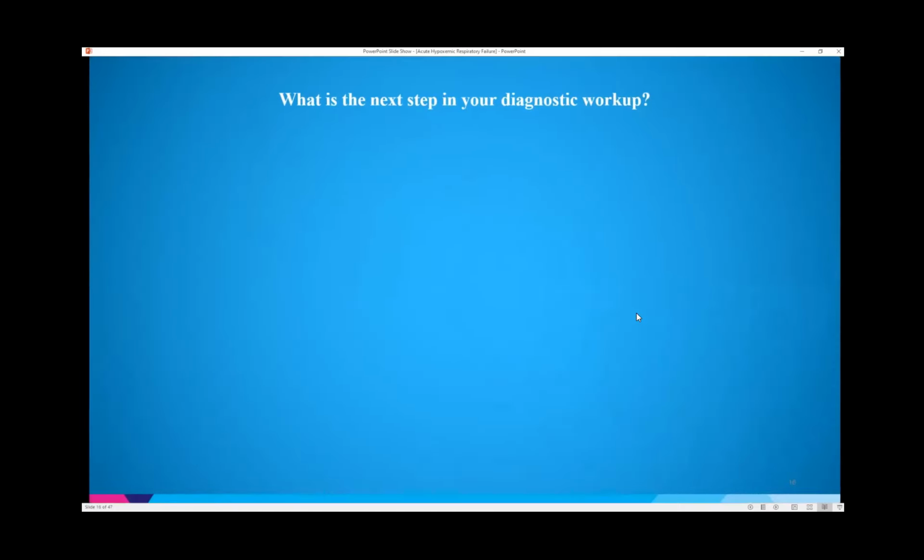So you have this patient who came in, they're treating with antibiotics. What's going to be your next step in the diagnostic workup?